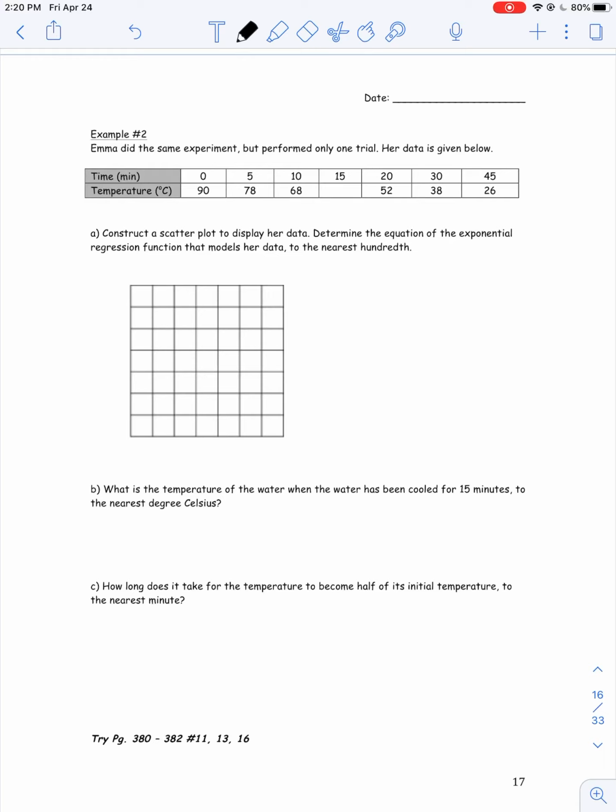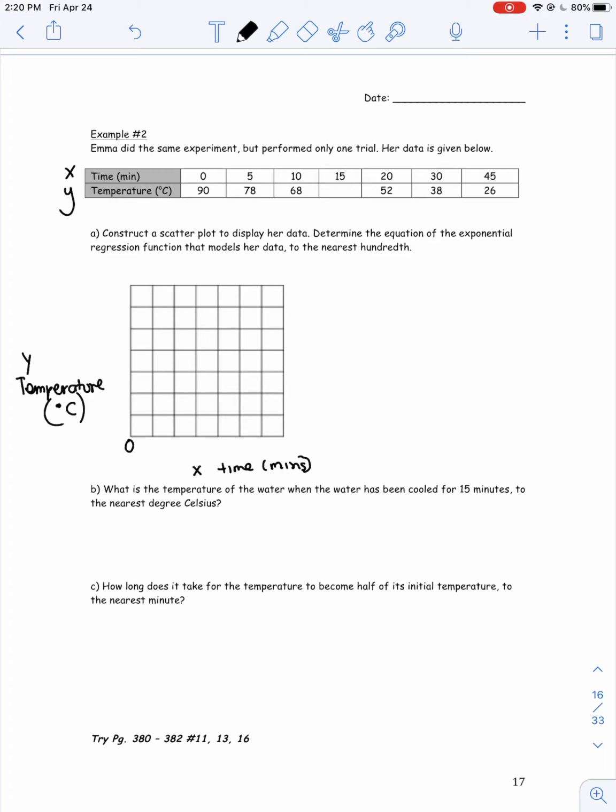and you'll see that it's the same procedure. Okay, so what I'm going to start by doing is, this one's asking me for a scatter plot first, so I'm going to plot these values first and then get the equation of the exponential function. So x should be your time and y is your temperature. X goes here, and that's going to be time in minutes. And your y coordinate should go vertically, and that's your temperature. And that's going to be in degrees Celsius.